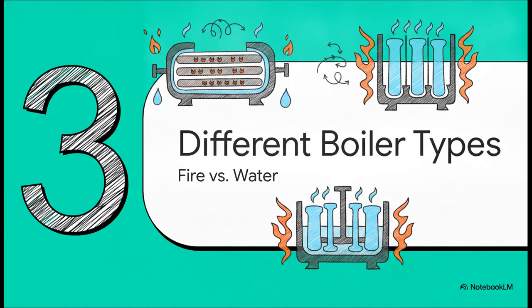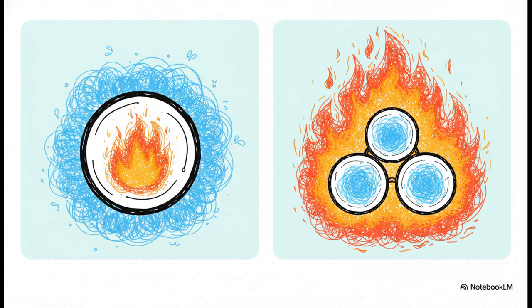Okay, part three, different boiler types, fire versus water. As you can probably guess, not all boilers are built the same. The structural designs actually change quite a bit based on industrial demands. And the primary distinction here is fire tube versus water tube boilers. In a fire tube boiler, the hot gases of combustion literally pass through long steel tubes, and those tubes are completely surrounded by the water that's going to be boiled.